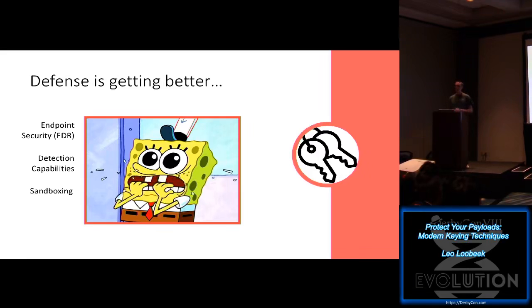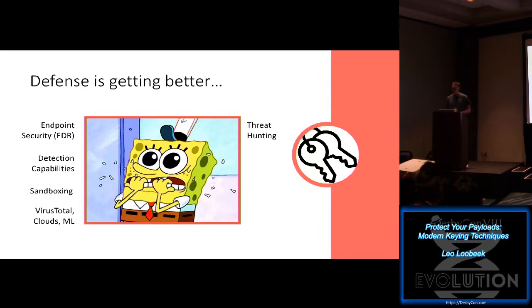Sandboxing, we can argue about whether it's easy to get around sandboxing or not, but it's still something you have to consider when you're trying to get your payload down to the end target. So it still increases cost and time on the attacker side. There's VirusTotal, there's things in the cloud, there's machine learning. It's just super easy now to throw a file up in the cloud and it tells you if the file's good or bad. It'll also tell you different execution behaviors, what servers it's calling back to.